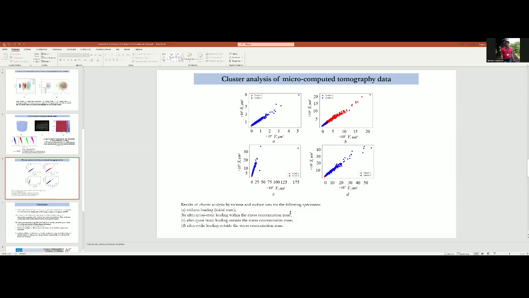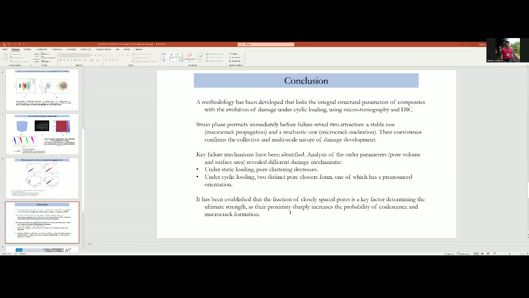So this methodology has been developed that links the integral structure parameters for composites with the evolution of damage under cyclic loading using microtomography and DIC. Key failure mechanisms have been identified. Analysis of the other parameters, pore volume and surface area, revealed different damage mechanisms. Under static loading, pore clustering decreases, and under cyclic loading, two distinct pore clusters form, one of which has pronounced orientation. Okay, thank you for attention.